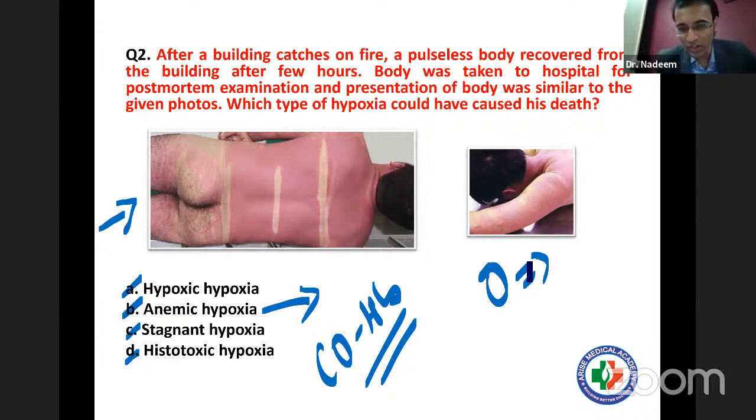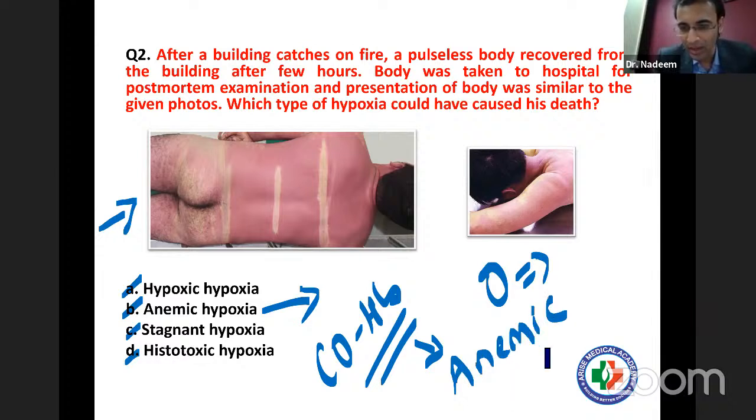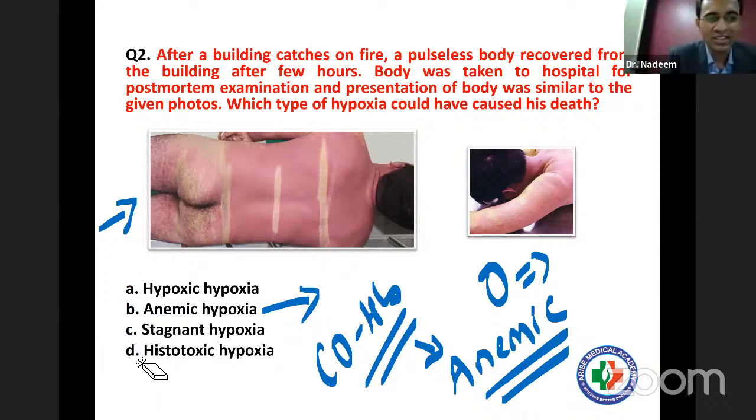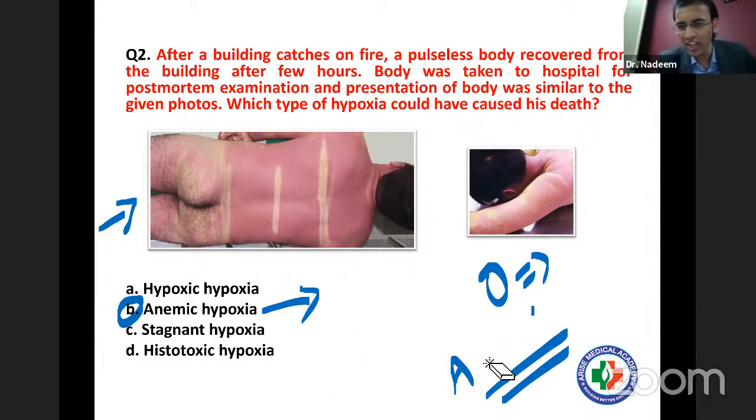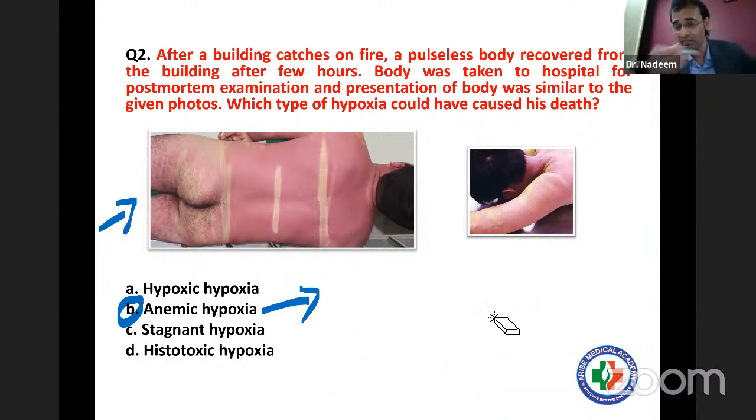So the same situation is happening whenever there is anemic hypoxia. Please understand that CO poisoning has the same mechanism as anemic hypoxia. So in this question, the answer is what? This is a case of CO poisoning, and this is anemic hypoxia.